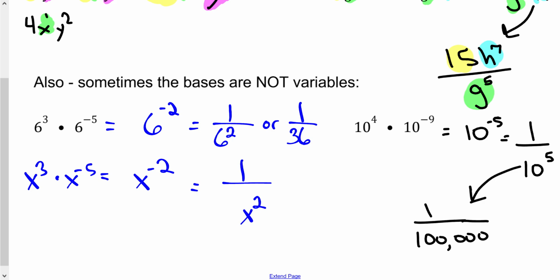I mean, you might remember that little shortcut, and that's kind of nice. And again, that 10 to the negative fifth power, it's not a negative number, it's just a way of writing a fraction. 1 over 100,000.